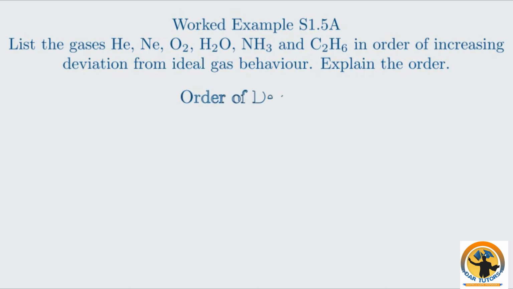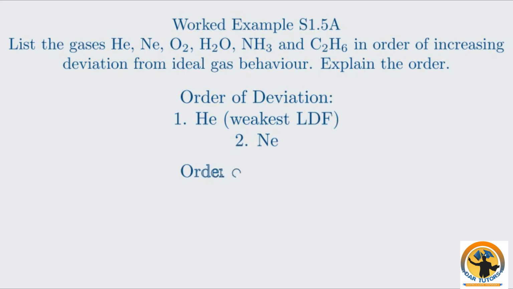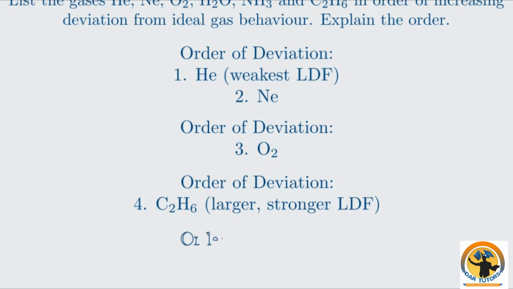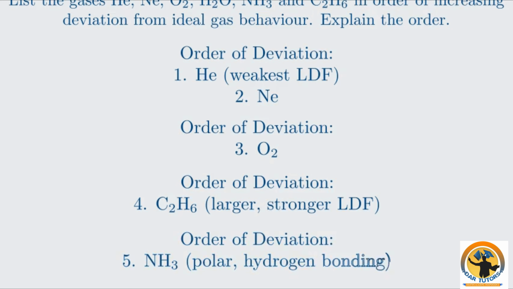Helium is the smallest noble gas, so it has the weakest London dispersion forces. Next is neon. Next are the small nonpolar diatomics like oxygen. Ethane, C2H6, is a larger nonpolar molecule, so it has stronger London dispersion forces than oxygen. Ammonia, NH3, is a polar molecule and can form hydrogen bonds, which are much stronger.